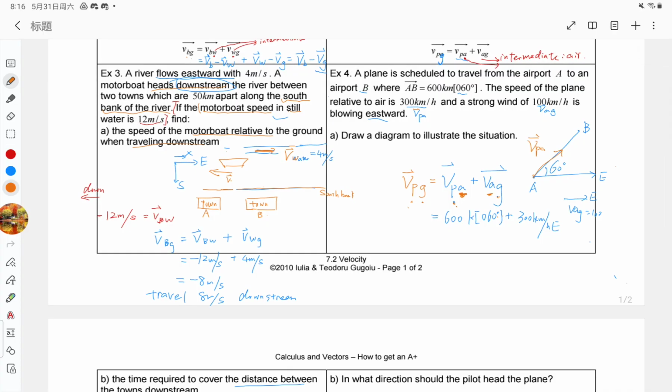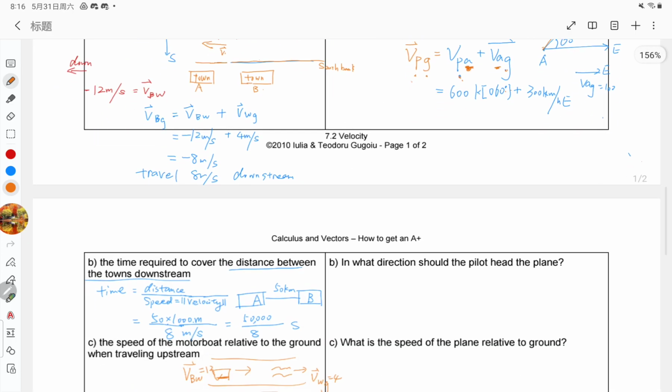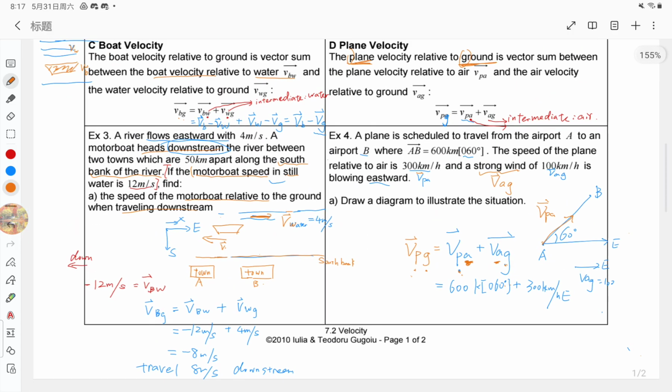Question 4, okay. Again, it's the speed of the plane, VPA, plane speed relative to the air, and then VAG, it says airspeed relative to the ground. But airspeed relative to the ground here is just the wind, right? So strong wind is V airspeed relative to the ground, right? Yeah, this is funny. Okay. So question B is saying exactly in what direction should the pilot head the plane? Okay, interesting.